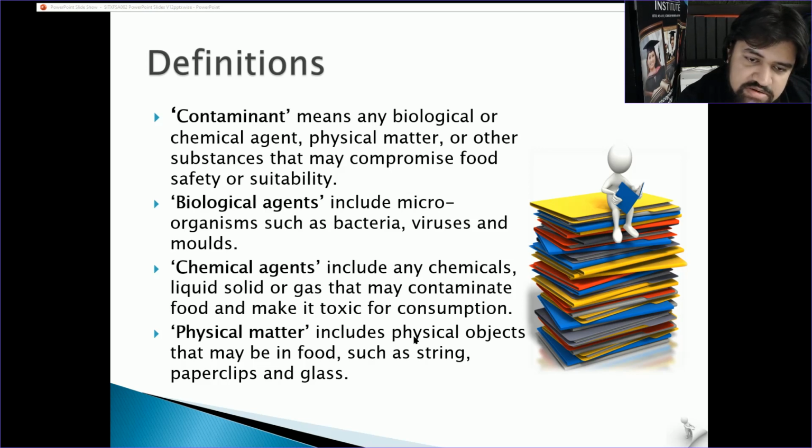Chemical agents include any chemicals, liquid, solid, or gas that may contaminate food and make it toxic for consumption. It could be like bleach if you're using it as a cleaning agent, but in our industry we want to use food grade chemicals that are biodegradable, and if they are consumed, it creates less havoc in the human body than those ones that we can't use. Physical matter includes physical objects that may be in food, such as string, paper clips, and glass.